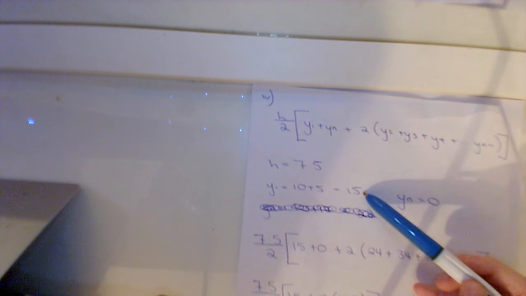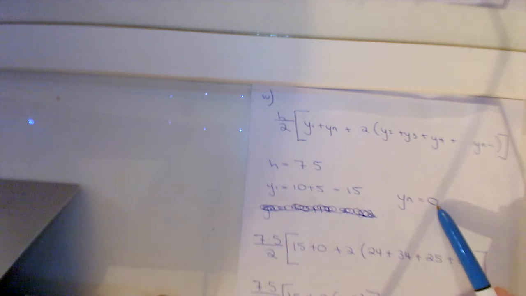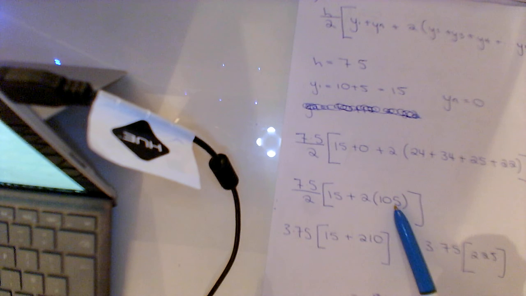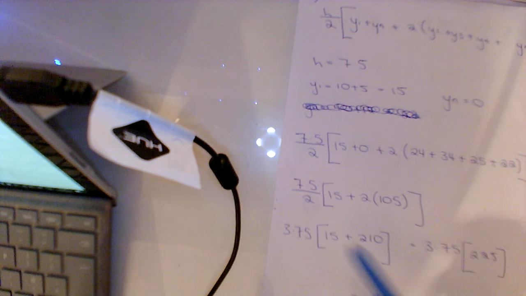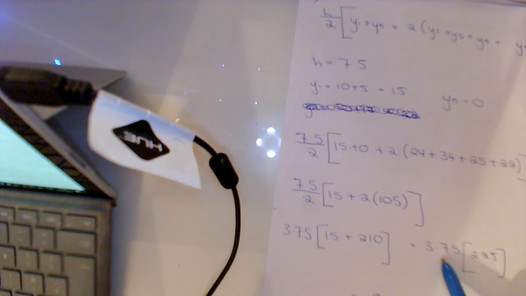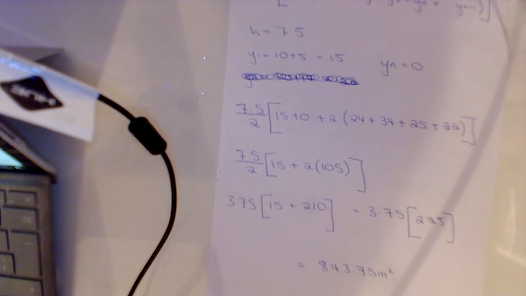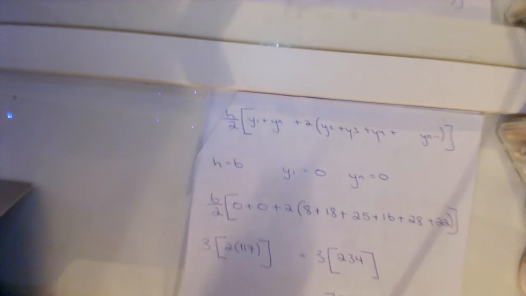Okay, so part 4, my formula here. My h in this case is 7.5. My first value is 10 plus the 5, which will give me 15. My last value, yn, is equal to 0. Filling into my formula, I'll have 7.5 over 2 bracket 15 plus 0 plus 2 times all the values in between. Then I'll have 7.5 over 2 bracket 15 plus 2 times 105, 3.75 bracket 15 plus 210. So I'll get 3.75 bracket 225, and my final answer will be 843.75 meters squared.